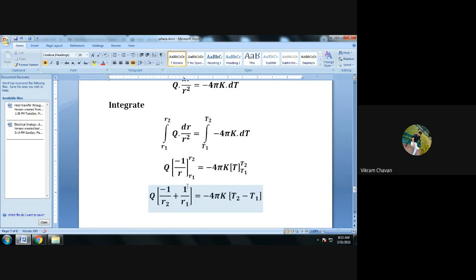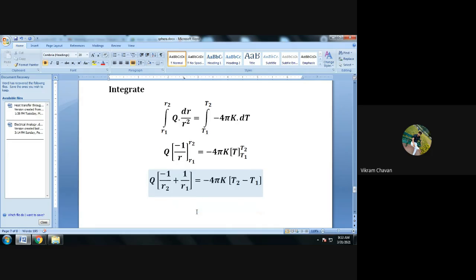It will become 1 upon r1. And similarly, on the right hand side, it will become equal to minus 4 pi k. We have taken the higher limit as t2 and lower limit as t1. So higher limit minus lower limit, it will become t2 minus t1.